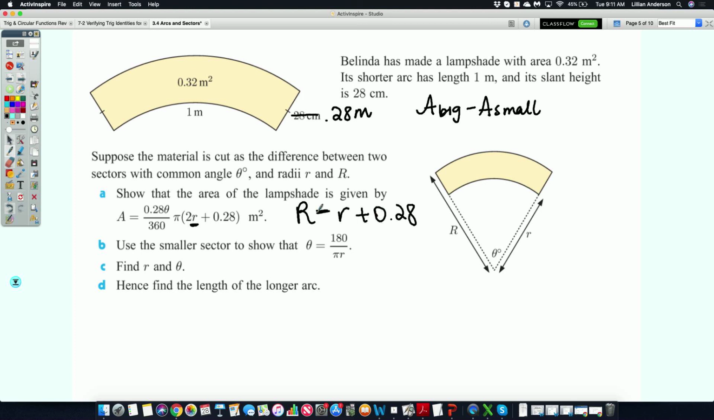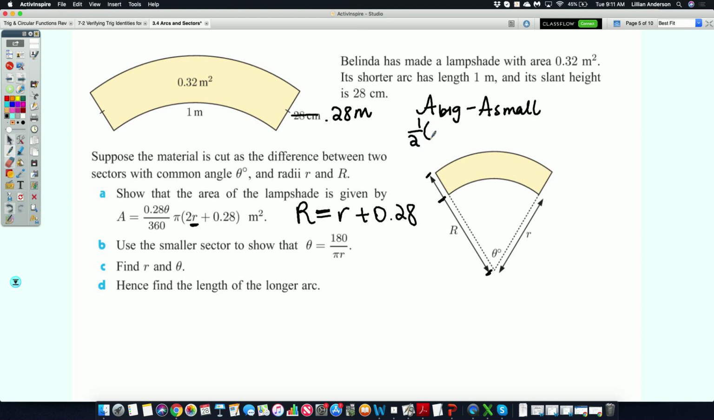So everybody see why it's r plus 0.28? Because from here to here, that is lowercase r, but the part of the lampshade is 0.28 meters. Yes? So then the area of the sector is going to be, let's use the radian formula for area of a sector. What's the radian formula for area of a sector? 1/2 r squared theta.